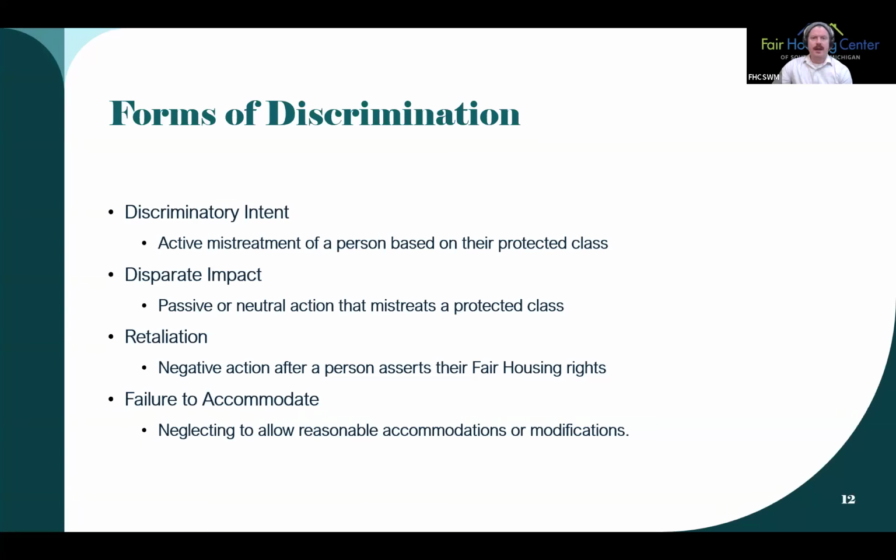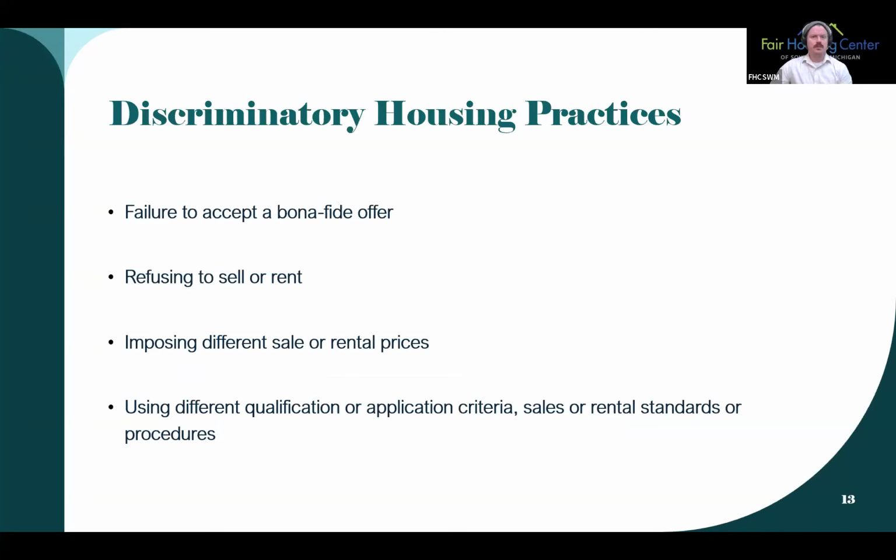We're going to look now at different discriminatory housing practices commonly seen in fair housing cases that include at least one of these forms of discrimination. So, if a housing seeker, whether it's a renter or a buyer, if that seeker has demonstrated that they have the financial means to afford the housing, a bona fide offer, if they're refused the sale based on a protected class, this is discrimination.